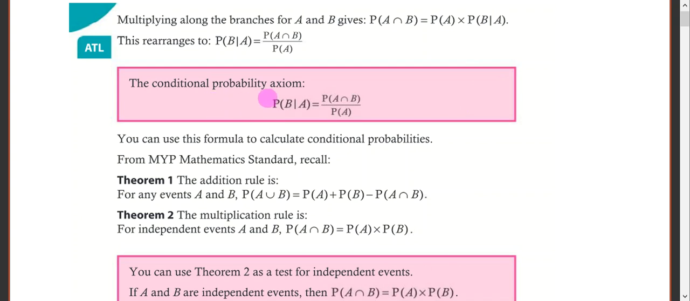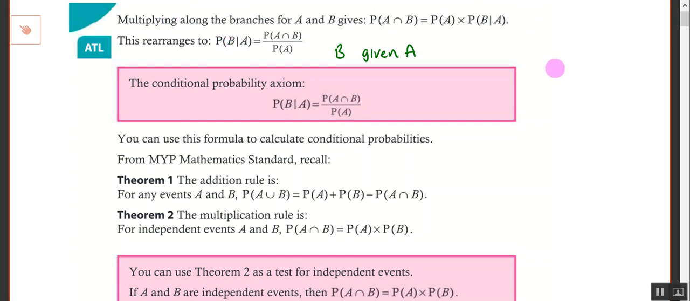The conditional probability axiom is, well, this line here, states the probability that B happens given that A has already happened. So B given A, that's how it will be said. The probability that B will happen knowing that A has already happened. And that can be calculated by the probability of A and B happening divided by the probability of A. And you know this from your work on Venn diagrams.